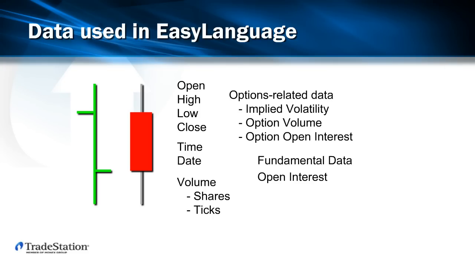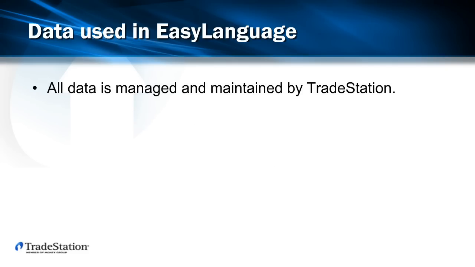Which means that if you have a chart on stocks, you have access to fundamental data, but you won't have access to open interest. The same happens the other way around. You may have a chart of a futures contract, and of course you're not going to have any fundamental data. So all these data points are available, but just keep in mind they're only applicable to the symbol that you have on the chart. One of the great things about data in TradeStation is that data is maintained and managed by TradeStation. So you don't have to be concerned about downloading data, the data server, or how to manage the data, because TradeStation does that for you automatically.